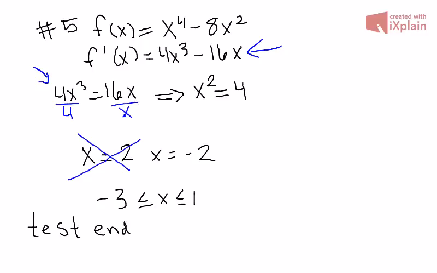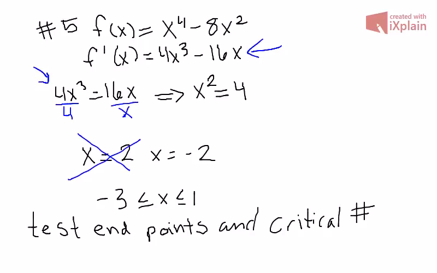So basically we have to divide by x and divide by 4, and we get that x squared equals 4, so x equals plus or minus 2. But x can't equal positive 2 because positive 2 isn't in this interval here. Okay? So you can only test the critical points that are in the interval.